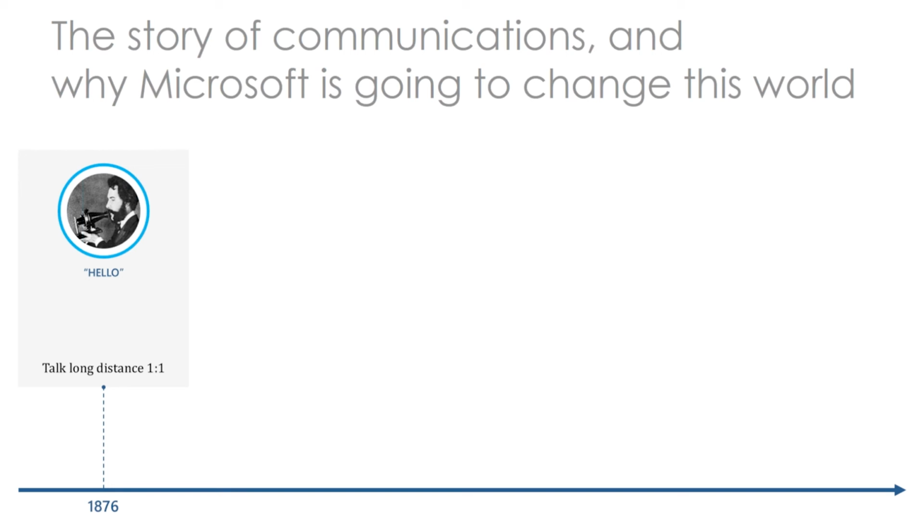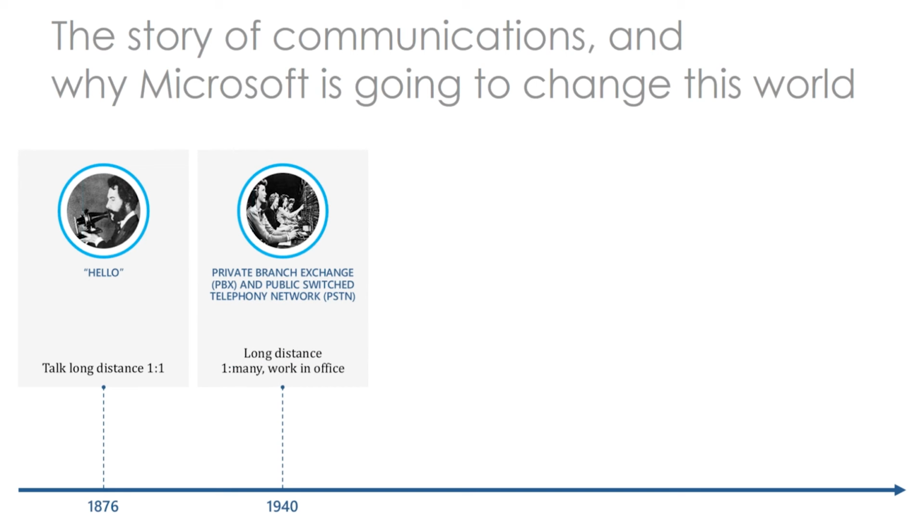1876, this is where the first hello was spoken. This was basically the first long-distance one-on-one call. 1940, this is where the whole concept of a private branch exchange, or what's commonly called PBX, and public switch telephony network, which is also called a PSTN, came into being. And this was basically the second turning point in the world of telephony and how we consume voice. This was 1940. We're talking about 2016 today.